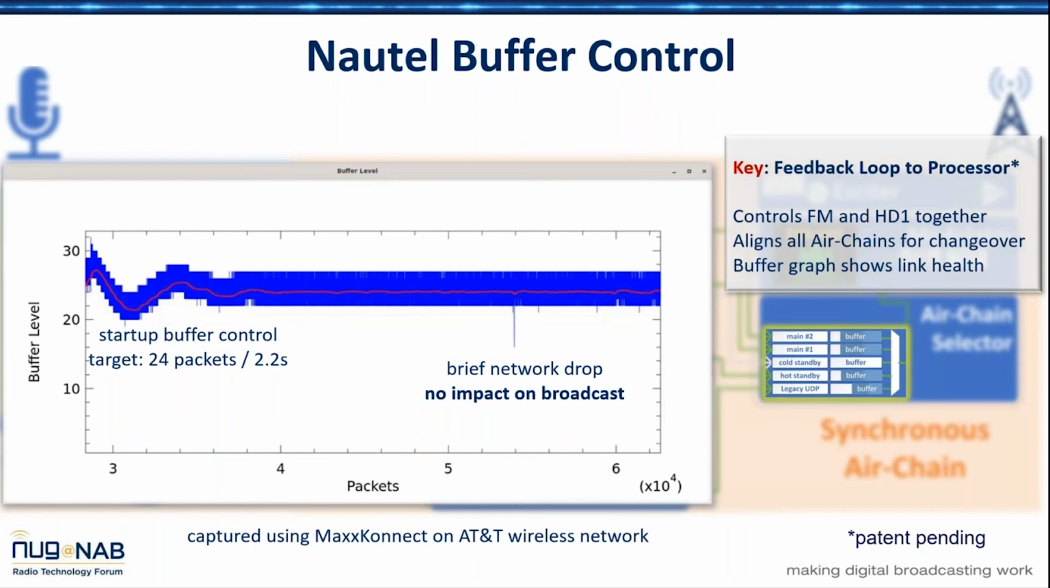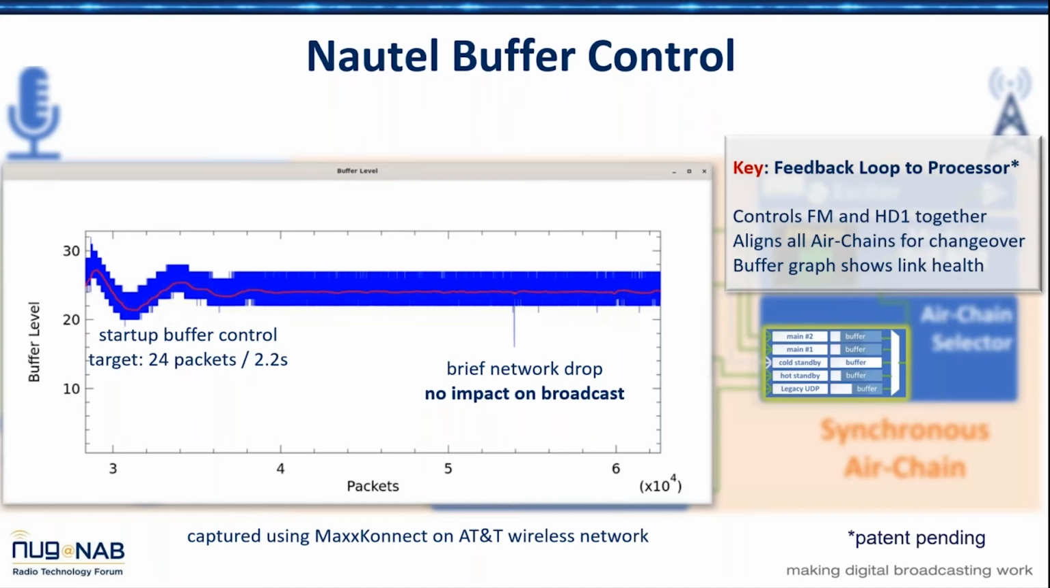For example, here you see a brief little drop in the middle there, but it wasn't deep enough to cause any outage. But it gives you something to look at before it becomes a problem. And by the way, this was captured using a MaxConnect, and I believe it was on the AT&T wireless network at the time. And we're running this whole data stream across essentially a 5G link to your transmitter.